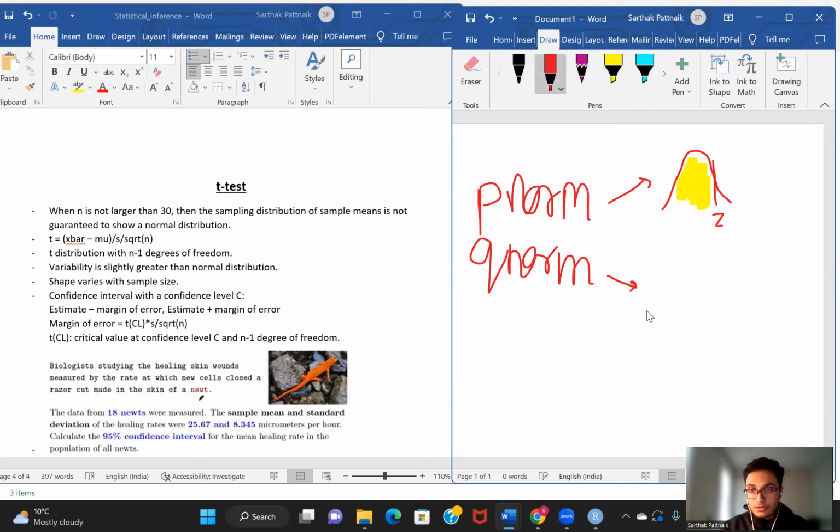And the utility of q-norm was if I have been given this area, let me call this area as P, then q-norm of P will give me this critical value Z, right? So p-norm takes the critical value as an input and returns the probability as the output. q-norm, it does the reverse. It takes probability towards the left of the critical value as the input and it returns the critical value as the output.